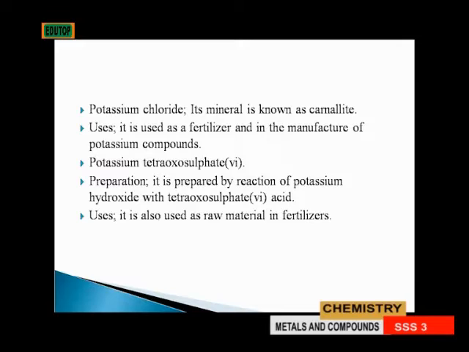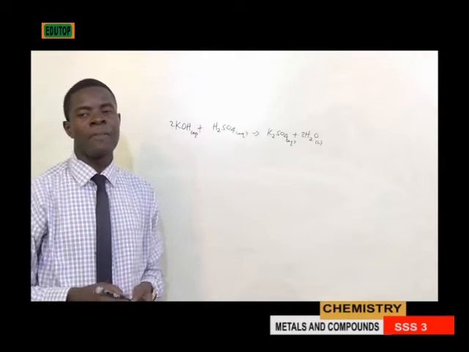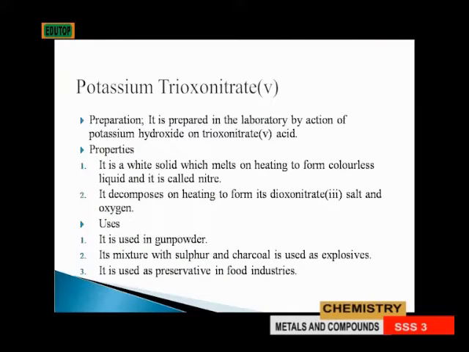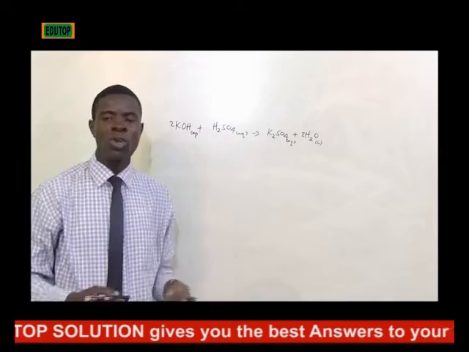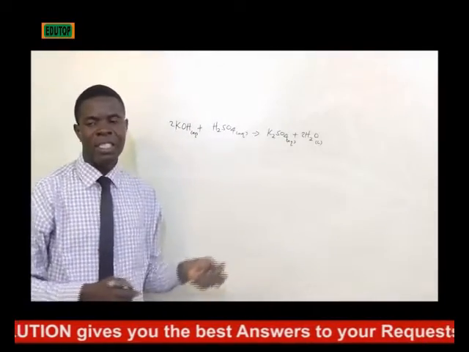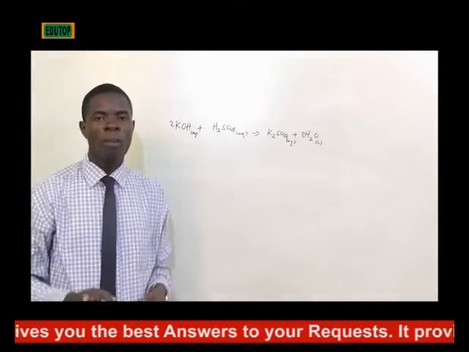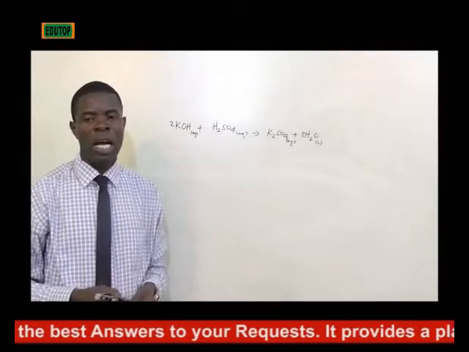Uses: it is also used as raw material in fertilizers. Potassium trioxonitrate(V). Preparation: it is prepared in the laboratory by the action of potassium hydroxide on trioxonitrate(V) acid, just like the case of this. It is also a neutralization reaction where an acid reacts with a base to form salt and water.